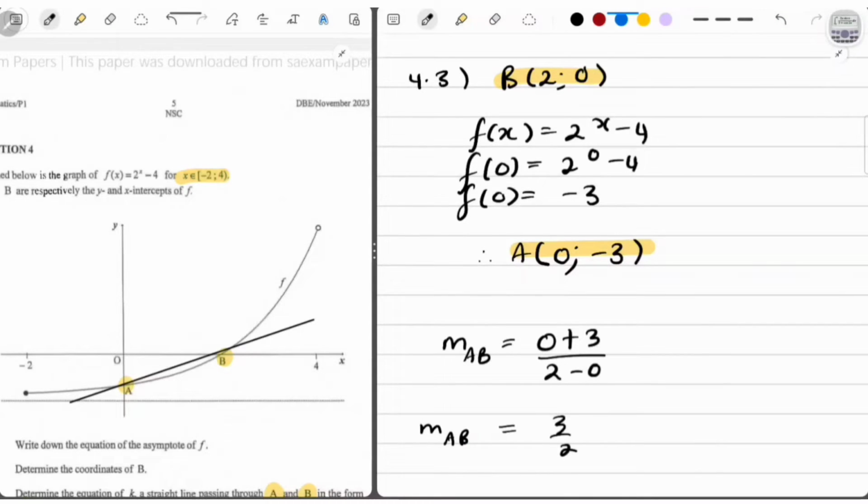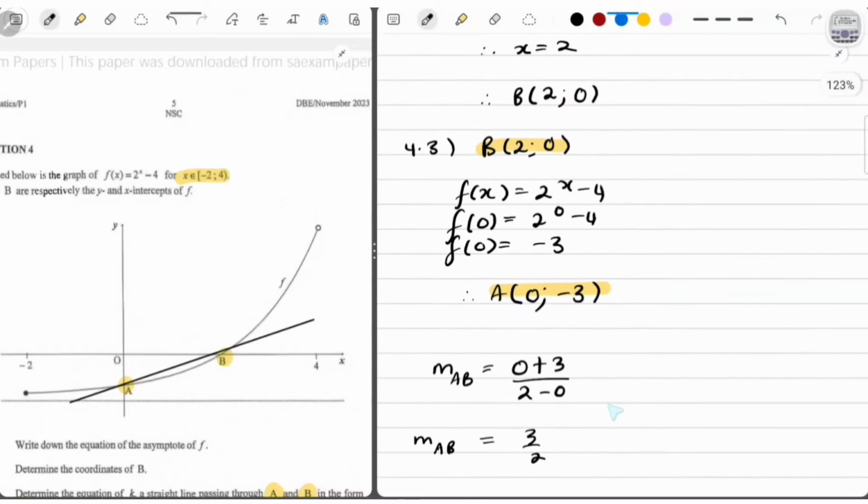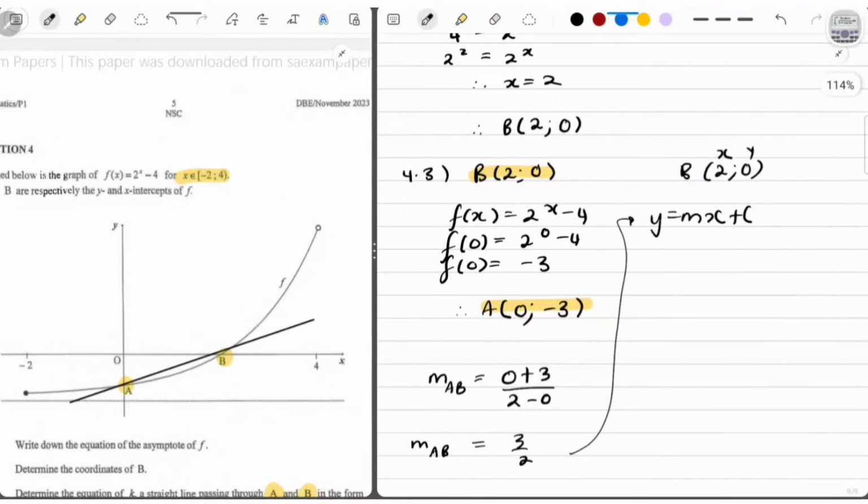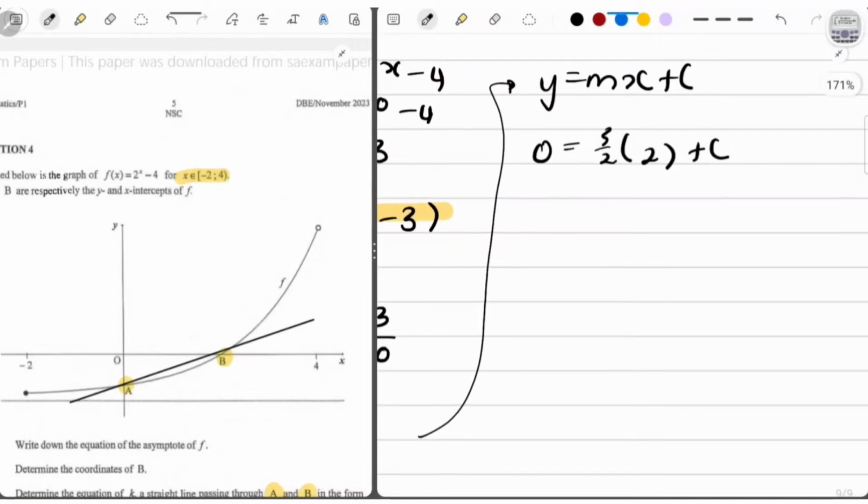Now that we have the gradient, we can substitute it into the equation of a straight line. You can use the equation y is equal to mx plus c. Then substitute your m and one other point. I'm just going to choose B because it doesn't have negatives. I like stuff without negatives. So 2 and 0 are my x and my y value. You can just use that and substitute. I was going to use a different method, but it's okay. So my y value is 0. m I now know is 3 over 2. x is 2. And I have plus c. I just have to find c.